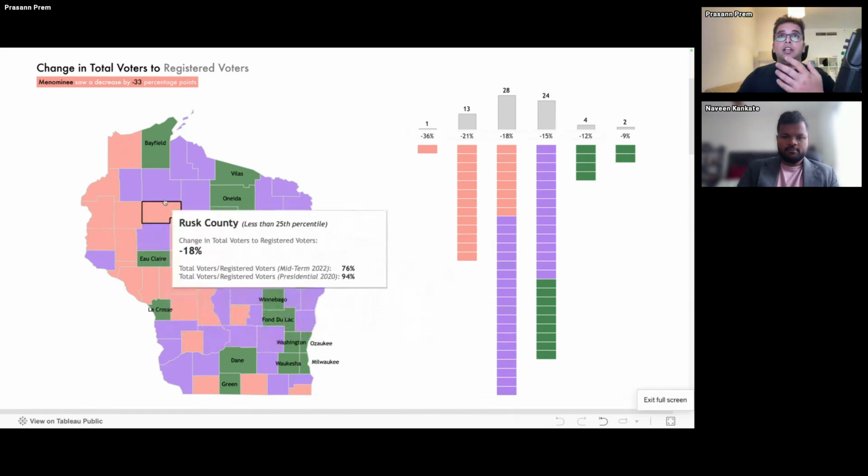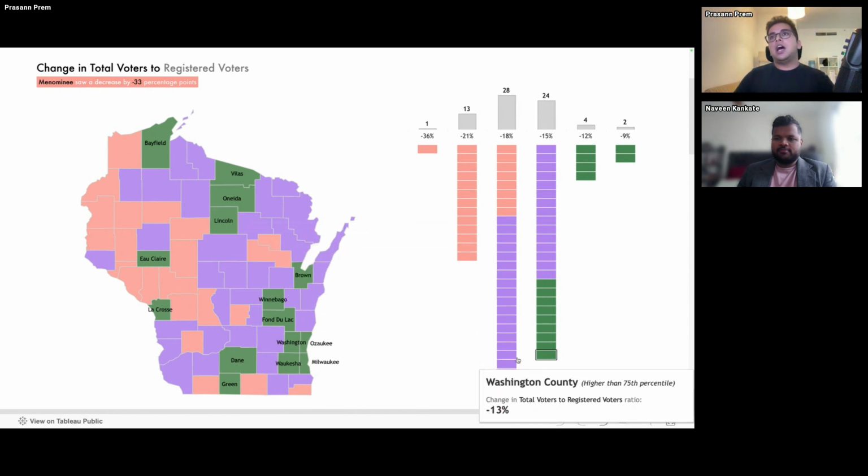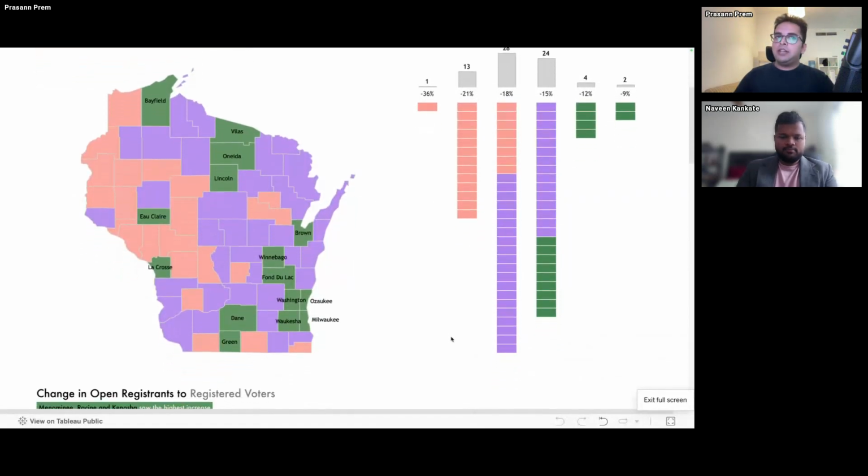And also here we can look at the details. Let's say Lincoln County: how much the percentage was in 2020, and what the ratio is in 2022 as well. So looking at that, we are getting that picture. But now the question is, can we really find out what the real problem is here? Because we are seeing a decrease in this total voters to registered voters ratio. So further, we'll look at some of the other metrics that we have.